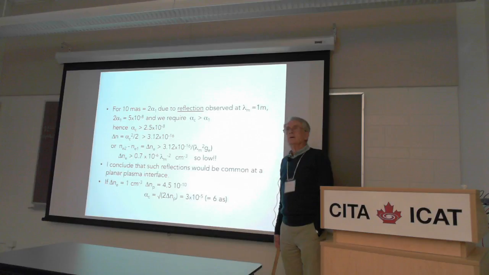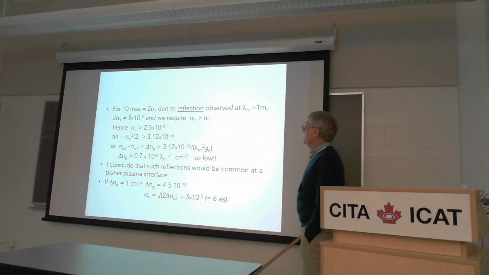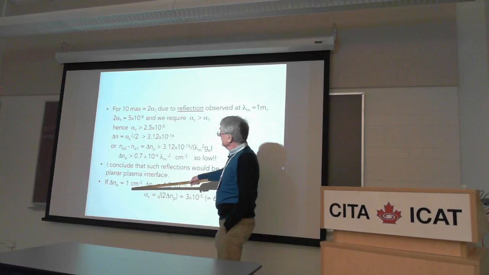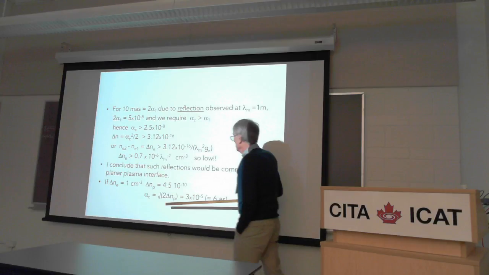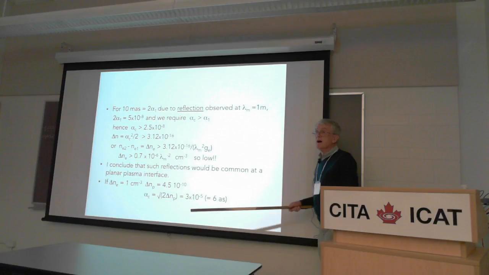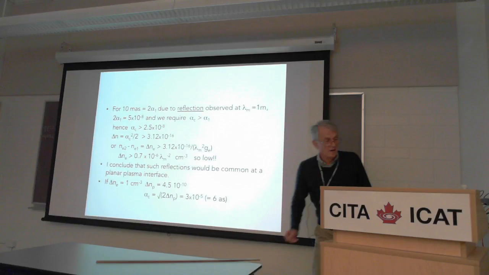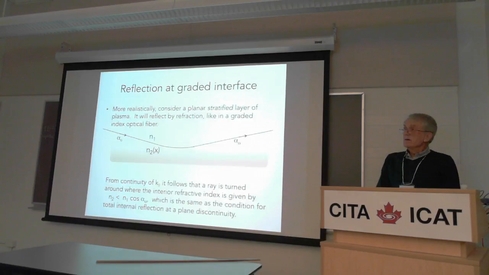So you can play it the other way. If you put in 1 particle per cc, the critical angle is 6 arc seconds. These are large angles in the scintillation business. But that means that your thing has to be aligned to its... Yeah. Okay, so it's got to be aligned. Good point.